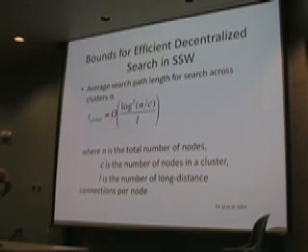So these authors found that the time for global search, that is the time to propagate these search messages across clusters, is given by O of log squared n by c over L, where n is the total number of nodes in the system, c is the number of nodes in a cluster, and L is the number of long distance connections each node can have.